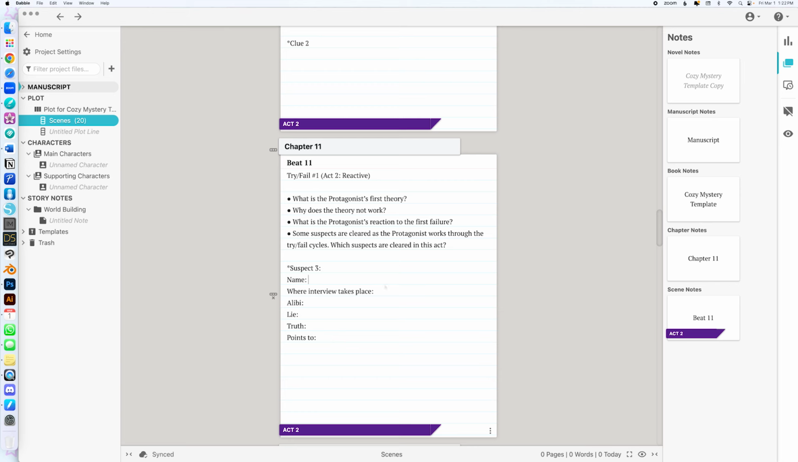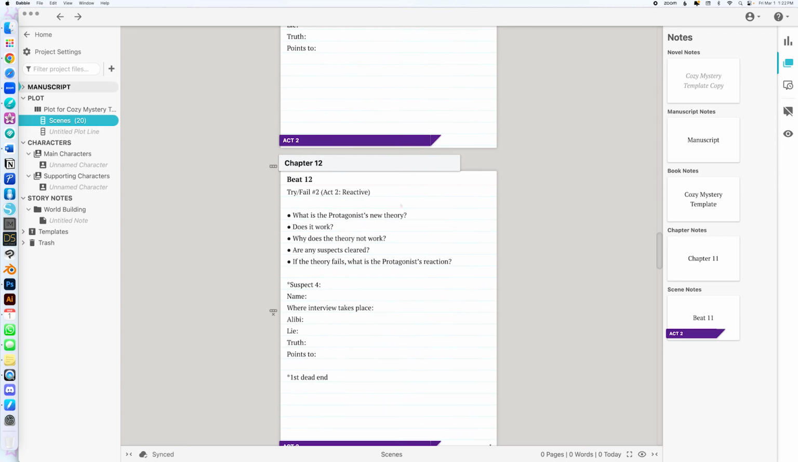When I work with this beat, I like to use it as a stepping stone towards the rest of the story. So a lot of times I will also interject some more clues to the red herring here, because it will help the theory not have a leg to stand on. And then we move into beat 12, which is your trial and fail number 2.